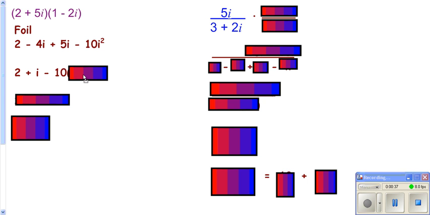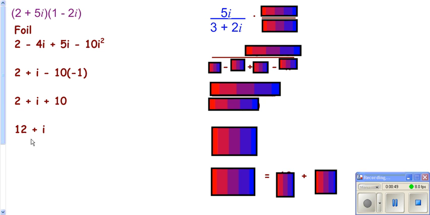Here we have a negative 10, but your i squared is really a negative 1. So it's really 2 plus i plus a 10, because your negative 1 times negative 10 is a positive 10. Now you can combine your 2 and your 10 together and you get 12 plus i.